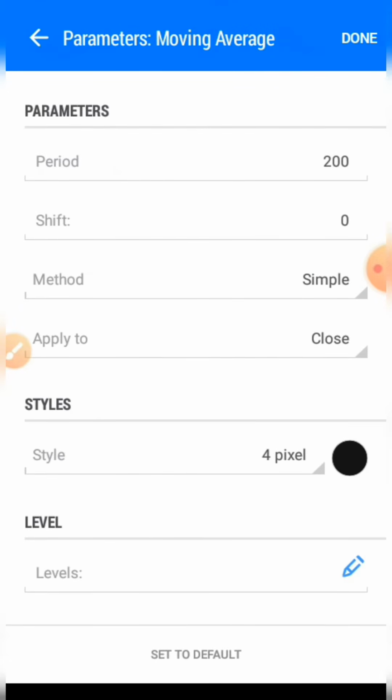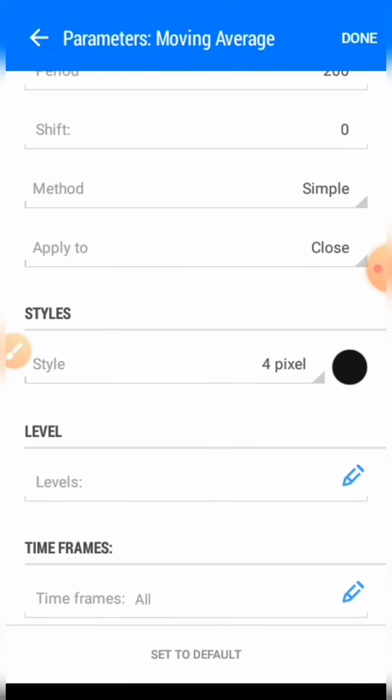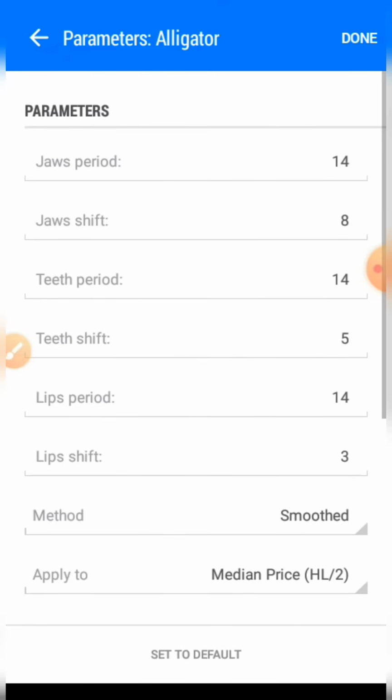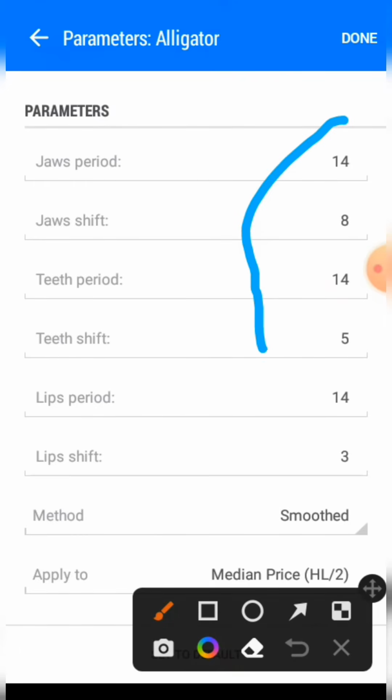So your setting is going to be like this. The period is 200, the shift is 0, method is simple, apply to close. Under the style we have 4 pixel, the color is black. After that you click on done, and your moving average will be added. Then the next indicator is going to be our alligator. You search for your alligator, you click on it, and these are the settings. Make sure you set everything the same way you are seeing here.